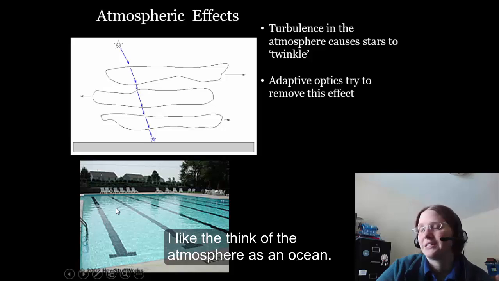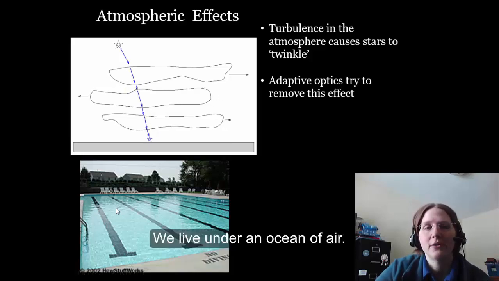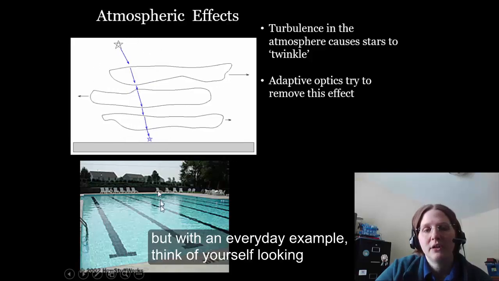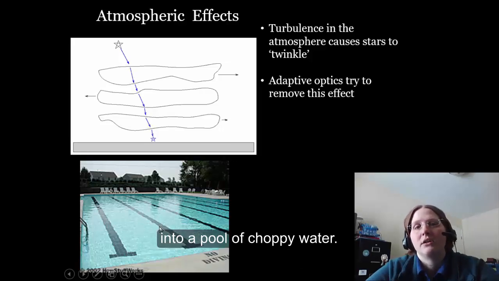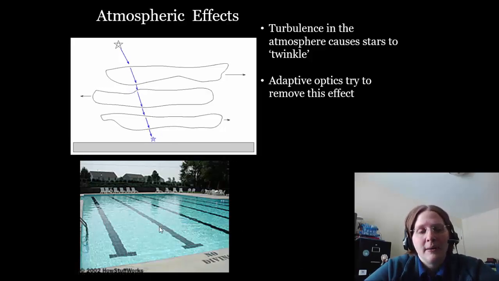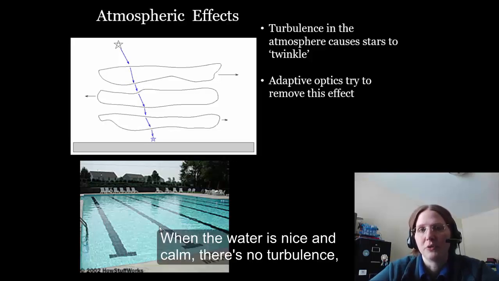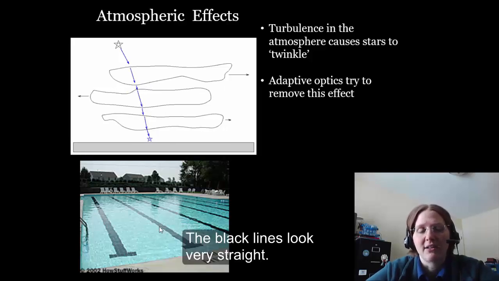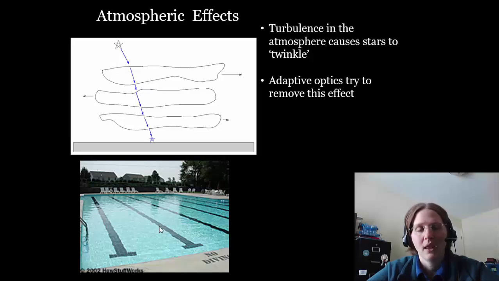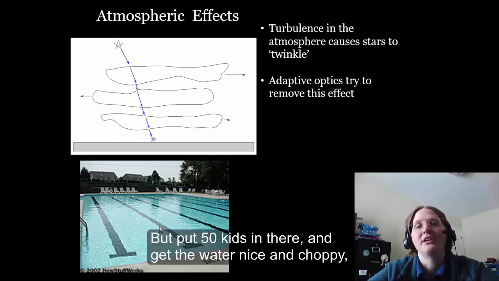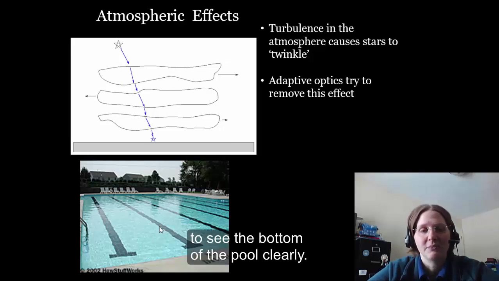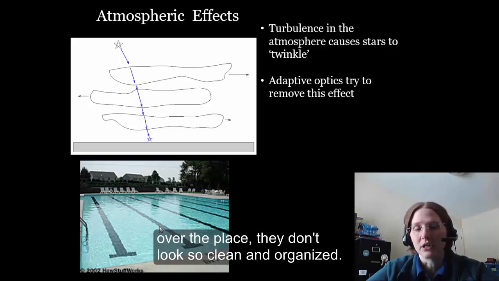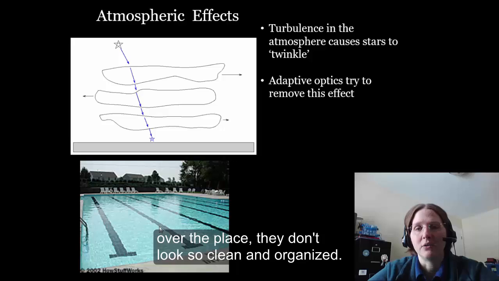I like to think of the atmosphere as an ocean. We live under an ocean of air. So if you wanted to think about this with an everyday example, think of yourself looking into a pool of choppy water. When the water is nice and calm, there's no turbulence, there's no kids in there rippling the water, you can see the bottom of a swimming pool really clearly. The black lines look very straight. But put 50 kids in there, get the water nice and choppy, and all of a sudden it's hard to see the bottom of the pool clearly. The edges of the black lines will be jumping all over the place. They don't look so clean and organized.